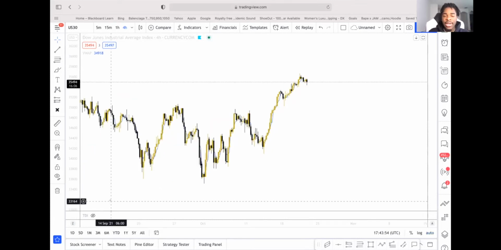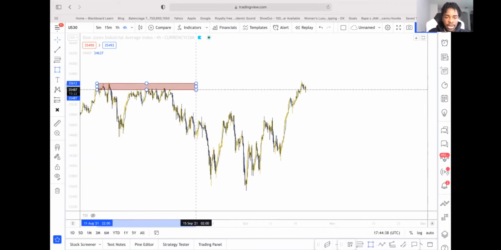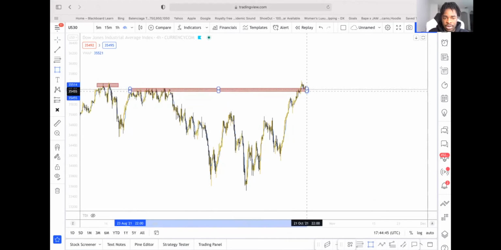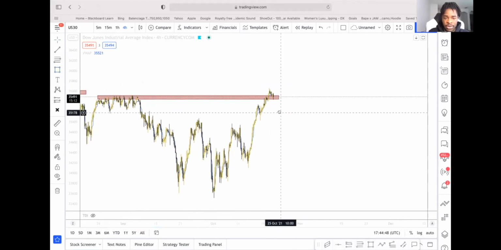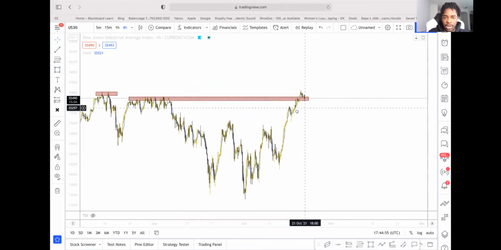So this is US 30 right here. And me as a trader, I'm only staying in a trade for no longer than 24 hours. That's the longest I'm staying in a trade. I like to get my money that day and get out. So we can use the 4 hour to draw up some key areas, some resistance areas. That's really all I use the 4 hour for when it comes to US 30.